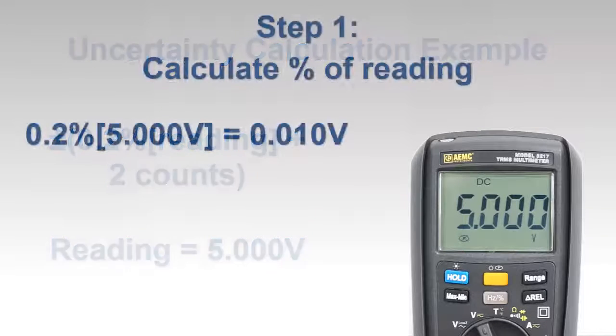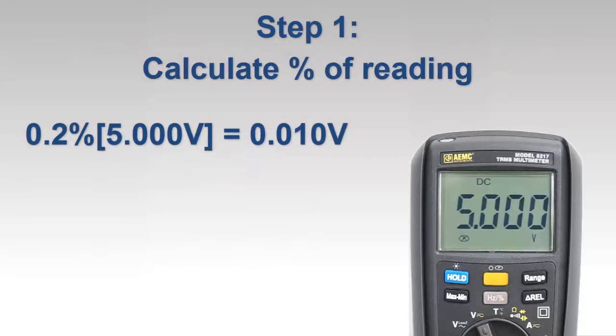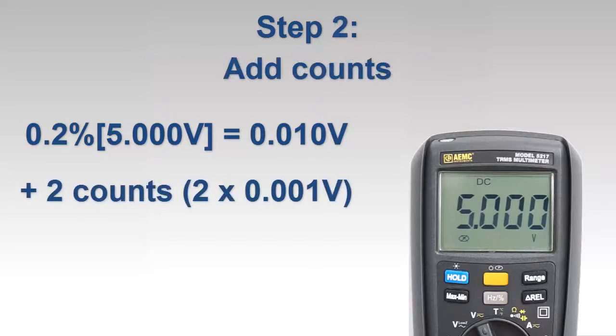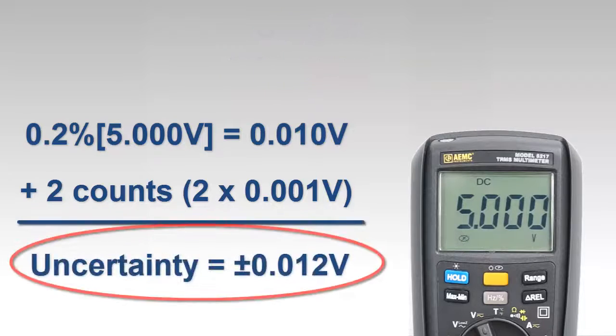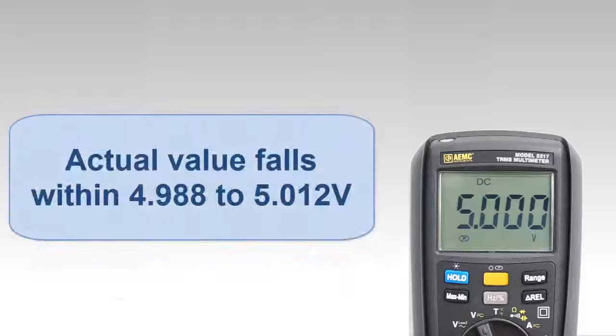We start by deriving 0.2% of the reading, or approximately 0.01 volt. We then add 2 counts. Taking the least significant digit of our reading, we define each count as 1,000th of a volt. Thus, the sum of the 2 counts equals 0.002 volts. Adding the percentage and counts together, we calculate an uncertainty of plus or minus 0.012 volts, or 12,000ths of a volt. Thus, in the example shown on the screen, the actual value falls within the range of 4.988 to 5.012 volts.